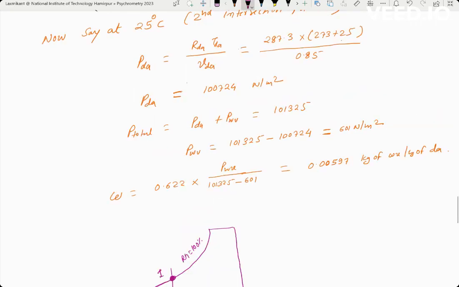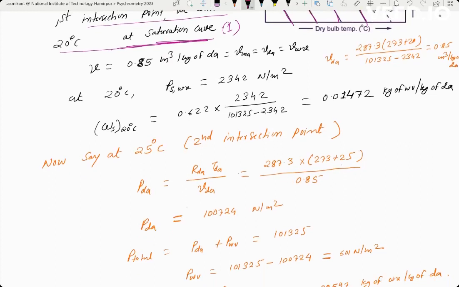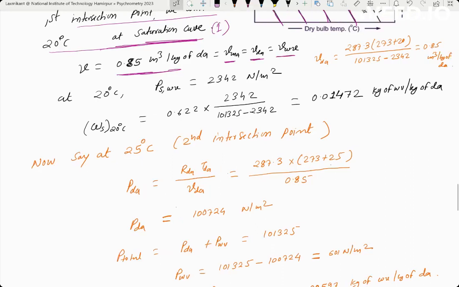Now we will determine the humidity ratio. The specific volume we are considering is 0.85. This is the specific volume of moist air, or of dry air, or of water vapor. From the ideal gas equation we can find the specific volume of dry air using the specific gas constant for air, 287.3, the temperature, and the barometric pressure, where 2342 is the saturation pressure at 20 degrees Celsius. So this is the 0.85 that we are drawing.